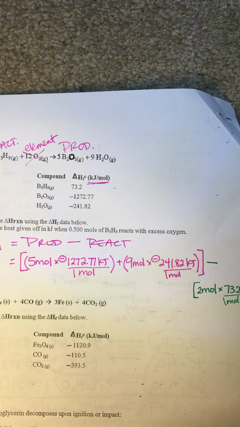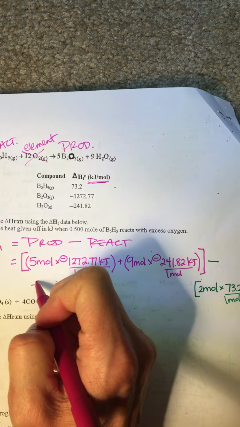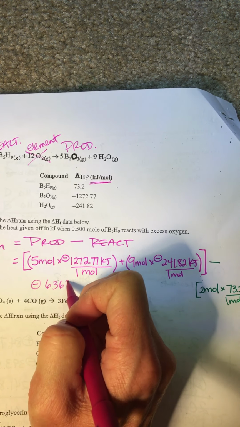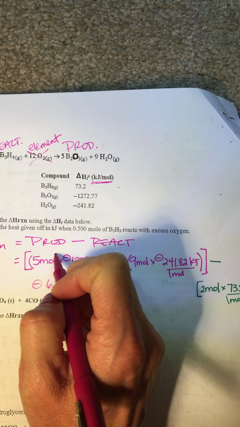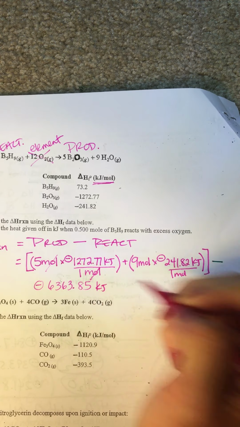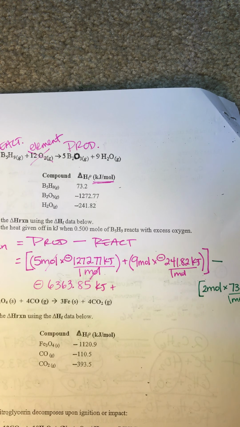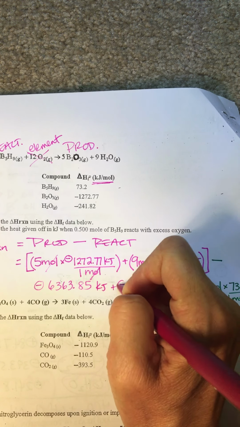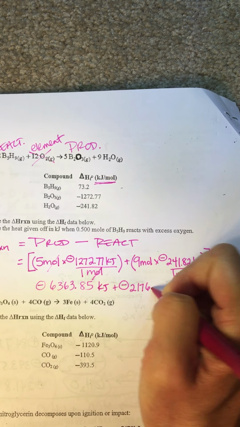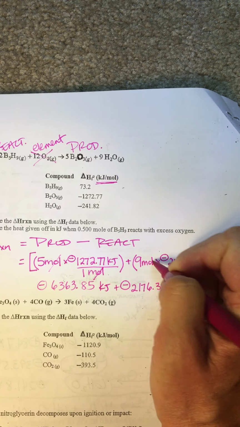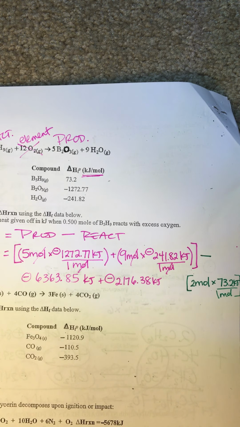And now we're going to do the math. Now, I'm not going to overload my calculator. I'm going to write just in pieces. So 5 times our negative 1272.77. Okay, so that's giving me a value of negative 6363.85, and that's simply just kilojoules, plus the next one, negative 2176.38 kilojoules. Again, our moles canceled out. So we have all of that.